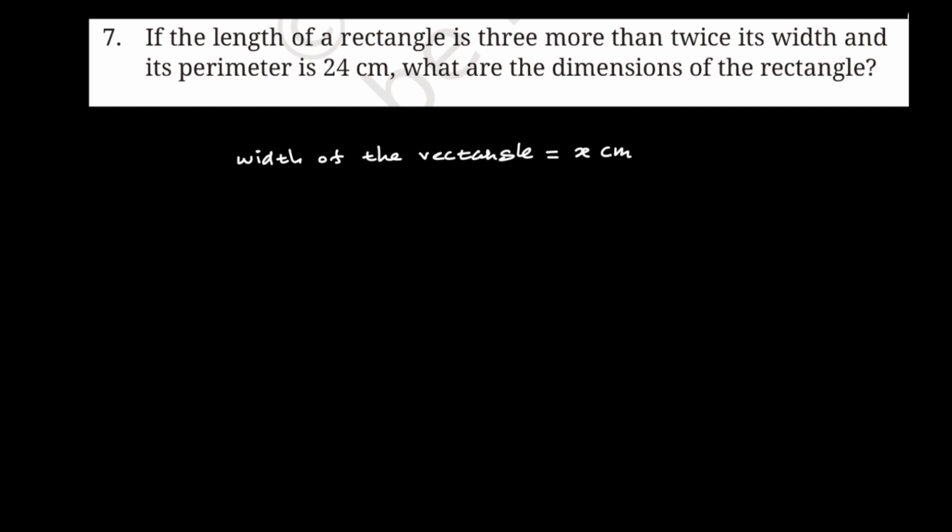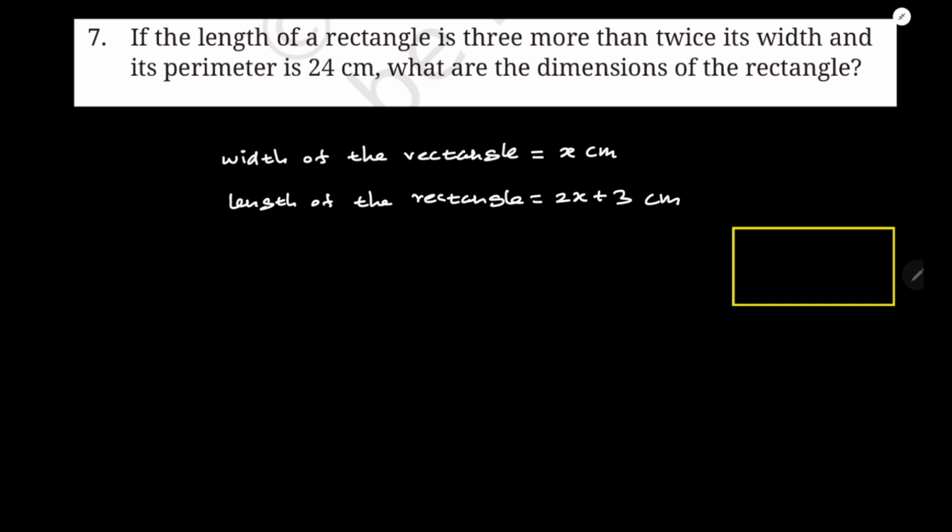Now the comparison is given. The length of the rectangle is 3 more than twice its width. So twice its width is 2x, and 3 more than that, so plus 3. So this is the length of the rectangle. This is the rectangle shape. The rectangle width is x centimeters and the length is 2x plus 3 centimeters.